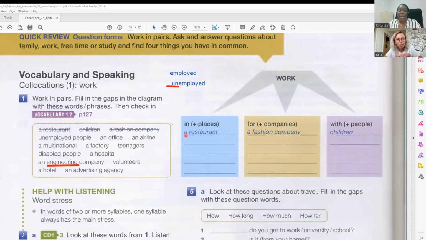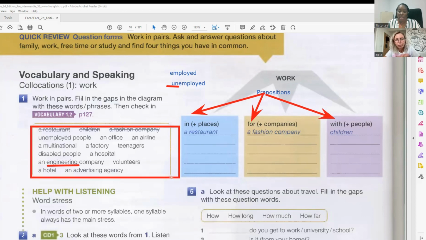So what we're looking at today is prepositions. A lot of people have trouble when they're learning English with prepositions. So here we have 3 prepositions. We have in, for, and with. And we're trying to see how we can put these words and phrases that we just saw into these different categories.